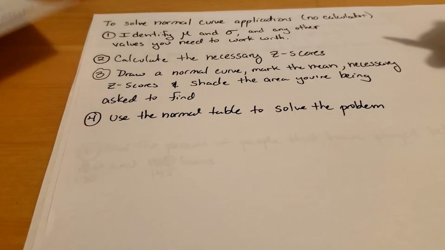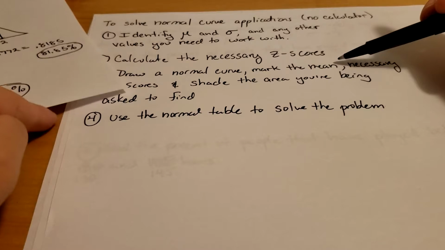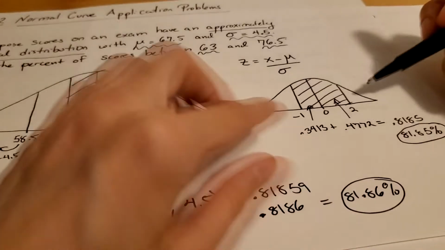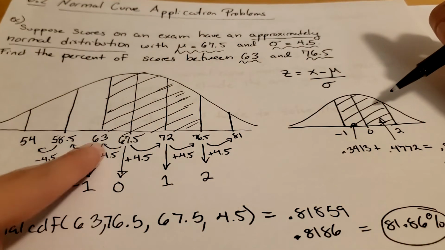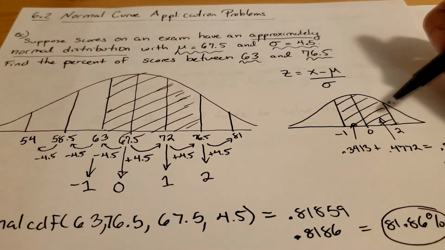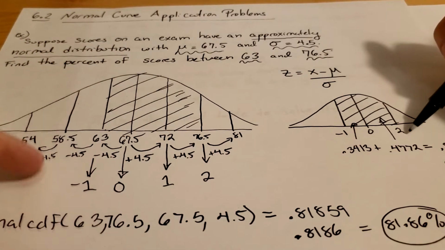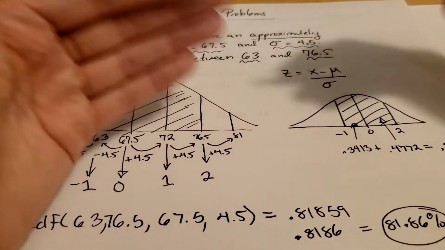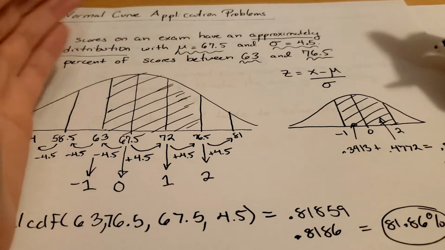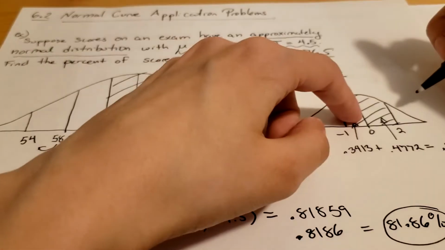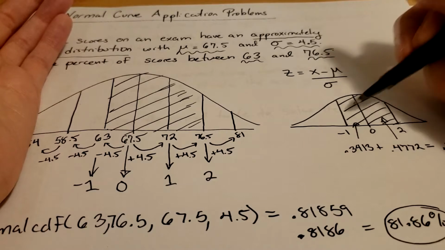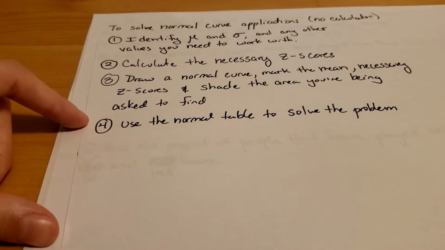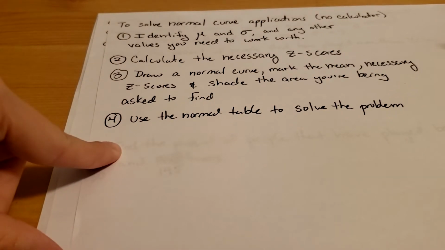Then we would draw a normal curve. We'd mark down where the mean is in the middle, whatever the necessary z-scores were, and shade the area we're being asked to find. So this is what we did over here. We can change 63 and 76.5 into z-scores. We would mark them down as -1 and +2 over here, and then shade the area we want to find. Once we have this picture, we can figure out how to use the normal table to solve this problem. If we see that it looks like this, we know we have to look up this piece of area, and add the two of them together. Okay, and that's our fourth step. Once you have your picture, you can figure out how to use the normal table.